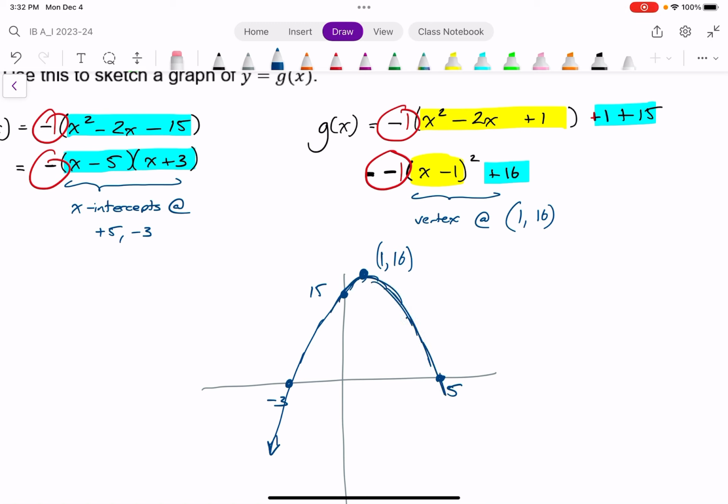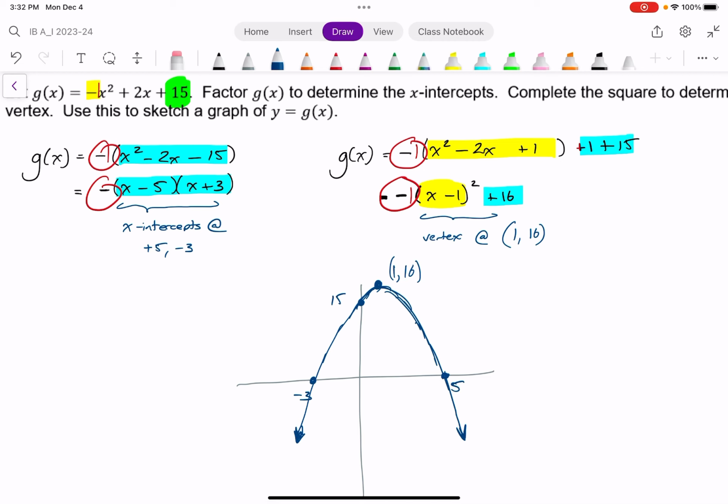Yeah, it's a little bit messy, but such is life. And there we go. And from my sketch, keep in mind again, that vertex I could see in vertex form, the x-intercepts I could tell from my factors, and my y-intercept I could see from the constant term in standard form.